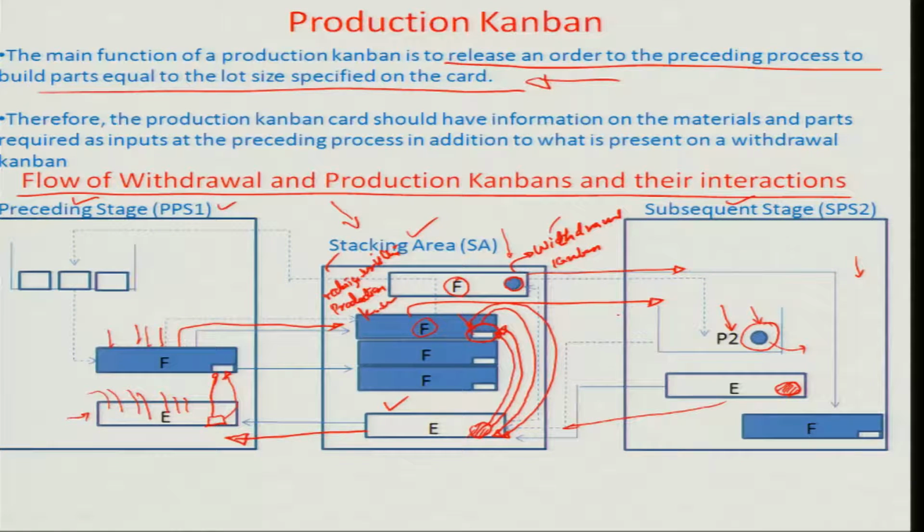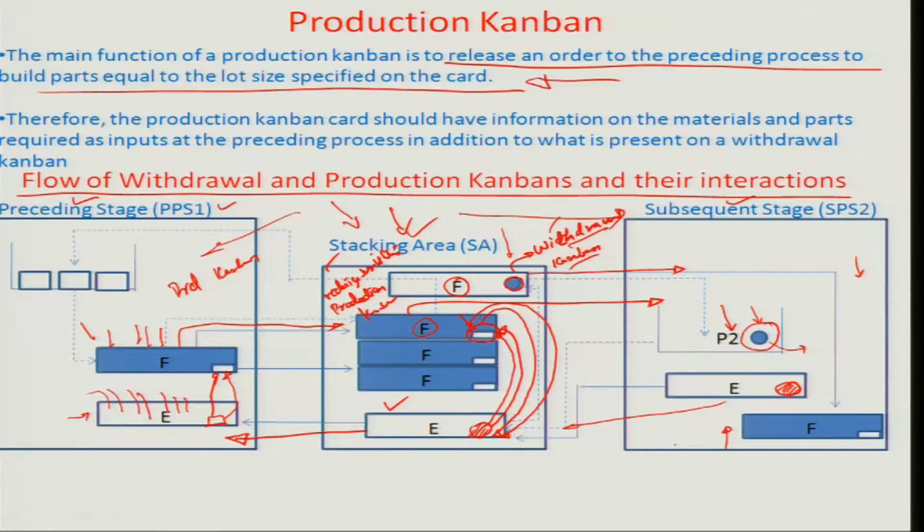So the right side of the whole process, from the stacking area to the subsequent stage, has a cyclic flow of the circular card, that is the withdrawal Kanban, and the left side of this process, from the preceding stage to the stacking area, has a cyclic flow of the rectangular card, that is the production Kanban. So this is the production Kanban side, and this is the withdrawal Kanban side, and obviously this cyclic flow has to be maintained in a well balanced manner, and that will determine the size of the stacking area, or as a matter of fact how little stock can be kept at the preceding or the subsequent stage.